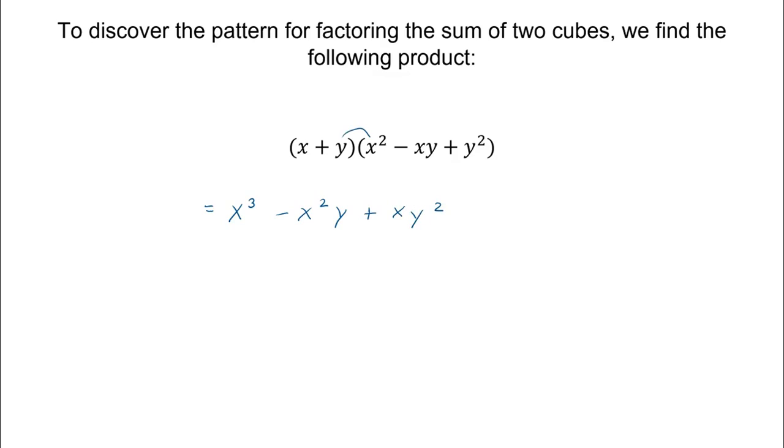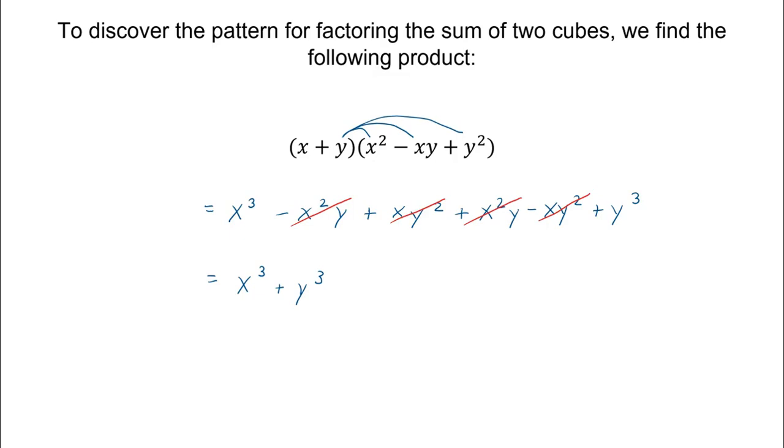Now y times x squared is x squared y. Y times negative xy is negative xy squared. And y times y squared is y cubed. Now let's combine like terms. Negative x squared y and positive x squared y add out. Xy squared minus xy squared adds out. And we're left with x to the 3rd plus y to the 3rd.